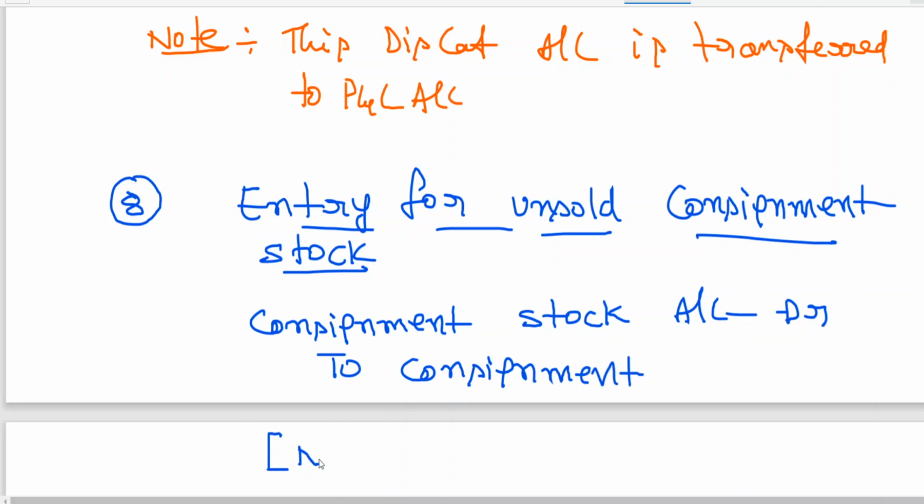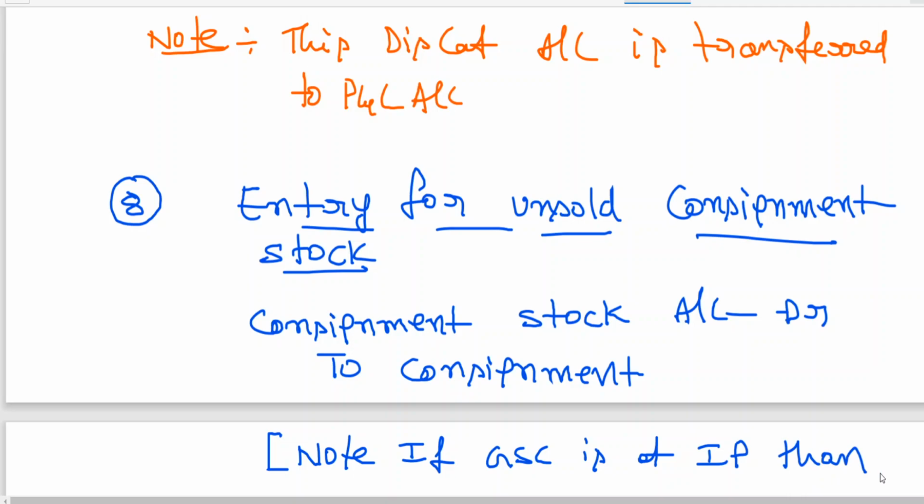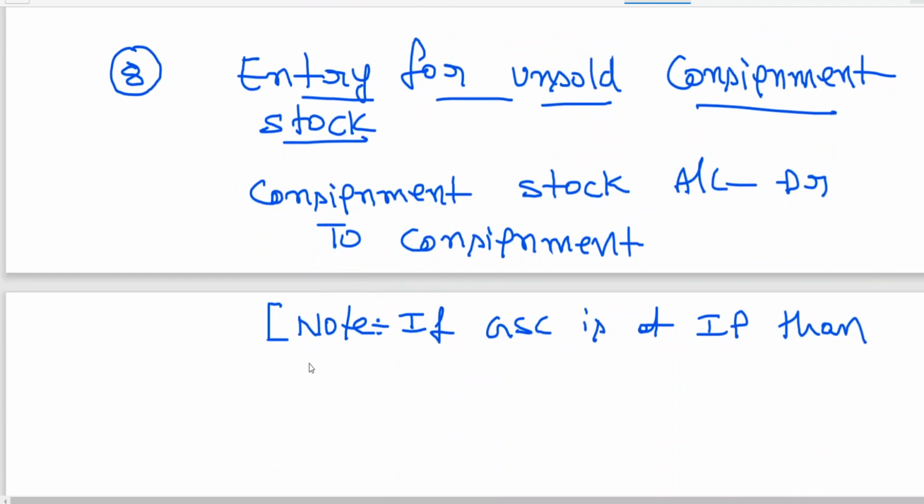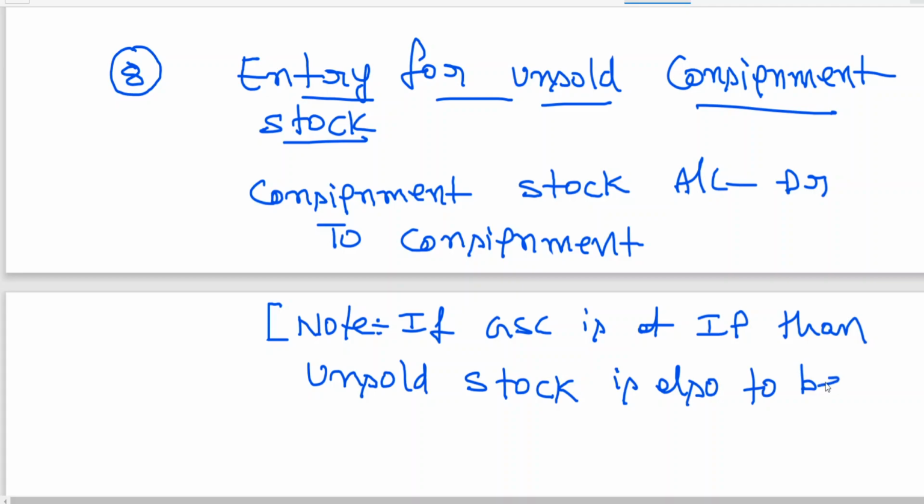Note: if goods sent on consignment is at invoice price, then unsold stock also should be recorded at invoice price. Unsold stock is also to be recorded at invoice price. If goods sent on consignment is at invoice price, then unsold stock is also to be recorded at invoice price. Clear to all of you?